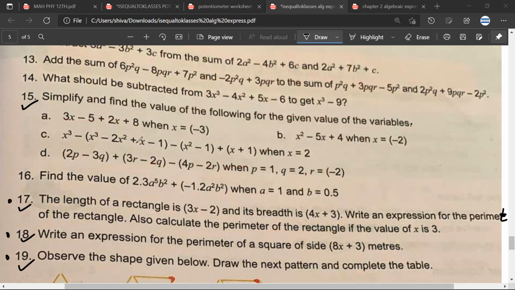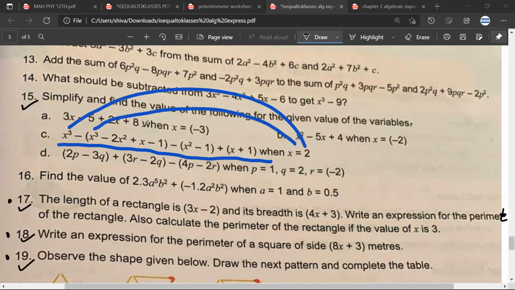So please see what I'm doing. I'm simplifying the factor. I'm simplifying the algebraic expression before I put the value. If you put 2 here, then 2 here, then 2 here, then 2 here, it will take a long time.